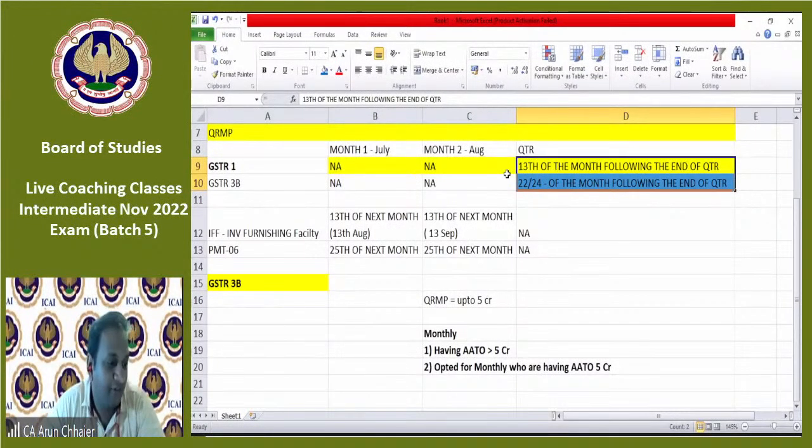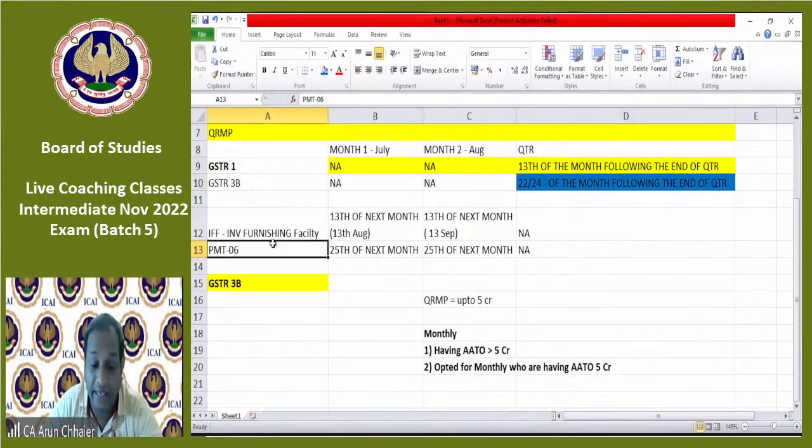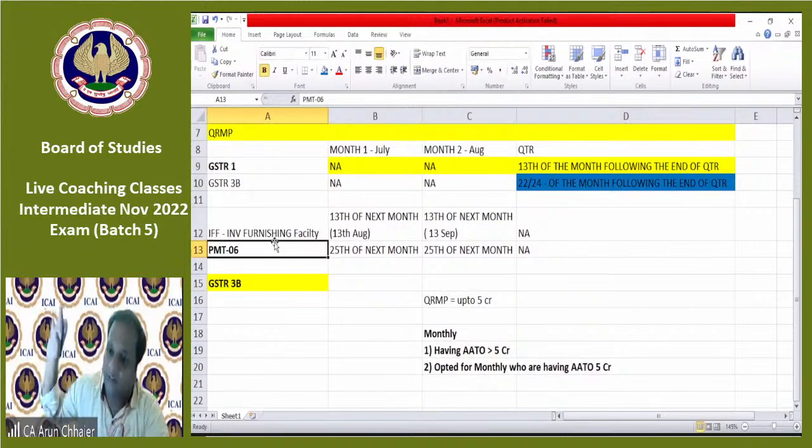Sir, the payment with the IFF is done through the cash ledger? Yes, because 3B is not filed till then. Cash ledger means we are only depositing into the cash ledger. We are only adding the amount in the cash ledger. That's it. IFF is not for payment. PMT06 means paying the taxes through challan that will remain lying in your electronic cash ledger itself, nothing else.